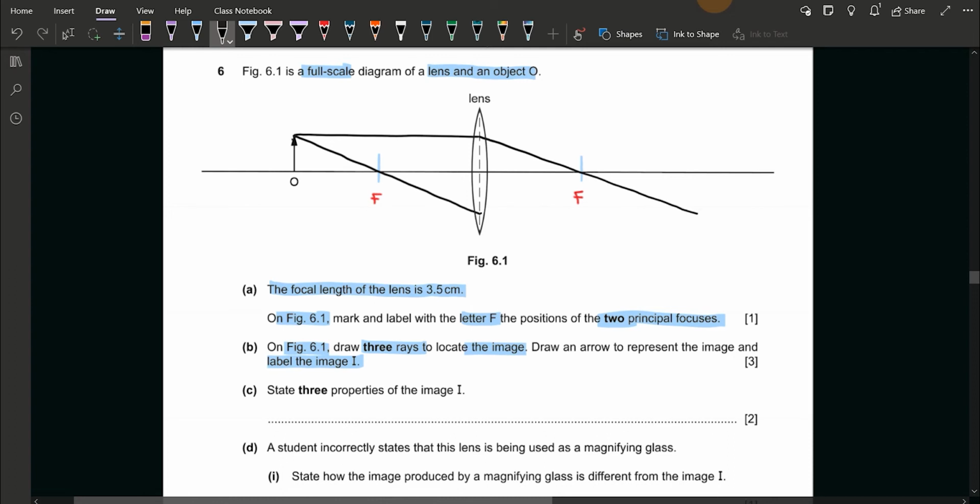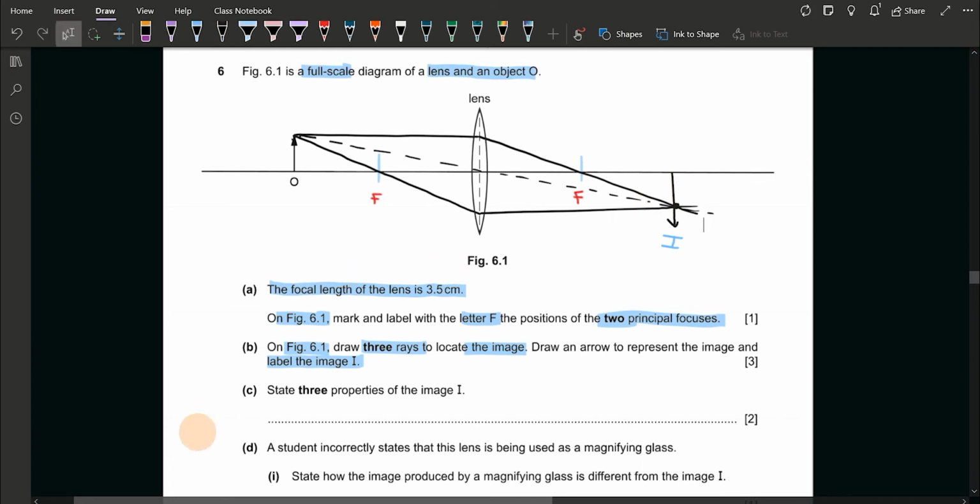This is going to pass straight through it, and our image is going to form somewhere here where the two rays meet. So we can write I here, and as they're saying 3 rays, we have to draw one more ray which is going to be passing through the center here, and this will complete our diagram.